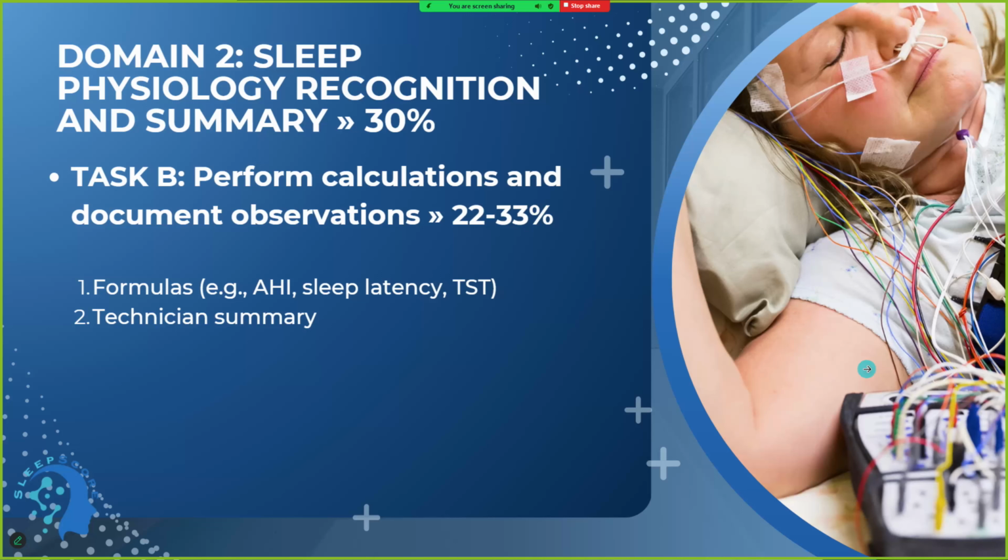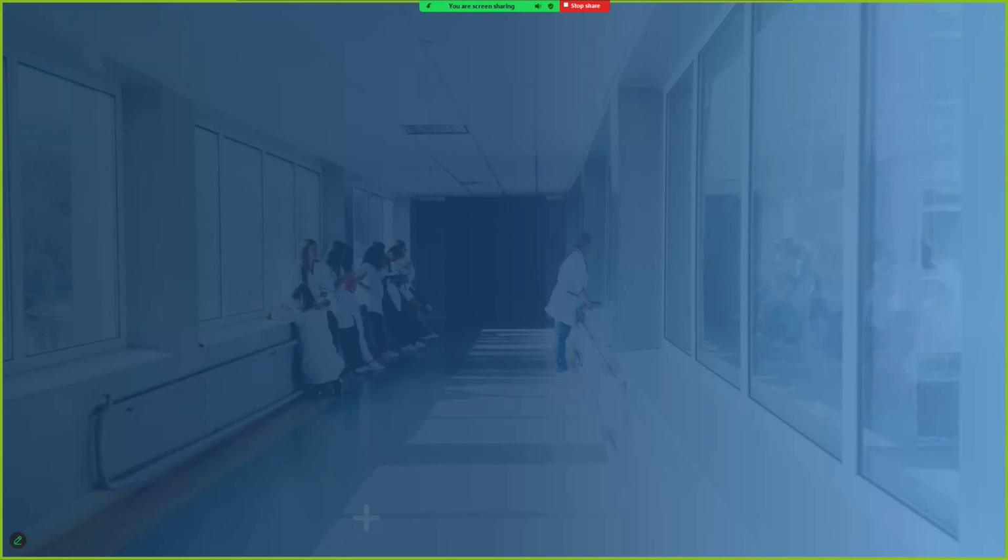And the technician summary, that means what you're supposed to write down over there. Technician summary, like what you have to explain, what you have to indicate on the sleep study that night, followed by the night, what kind of information you have to give to your doctor. So there's some certain kind of template that you have to understand. You maybe have to recite those, so you can do it easily. No worries. From this part, 22% to 33% of questions will come from this Domain 2, Task B.